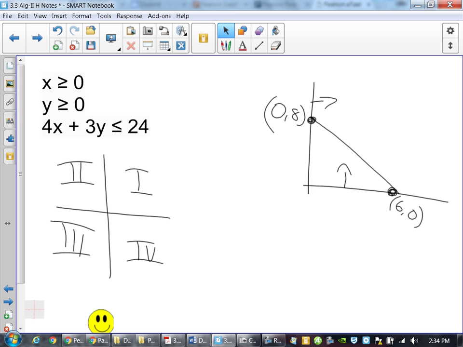Now, I have to decide what side to shade. Did that line go through the origin? No. What's 0 plus 0? 0. Is 0 smaller than 24? I shade inward and I'm done. So my feasible shaded region is now bound by a triangle.